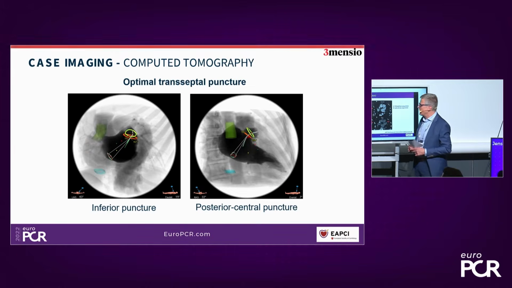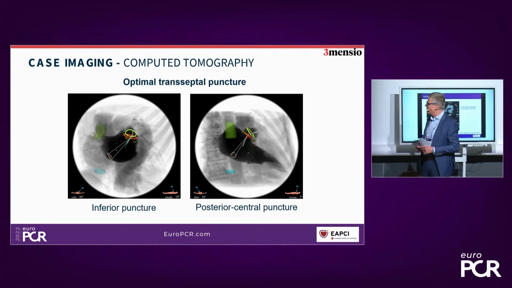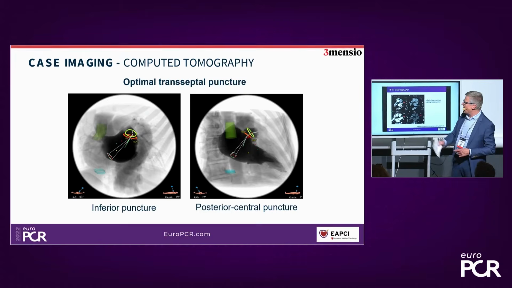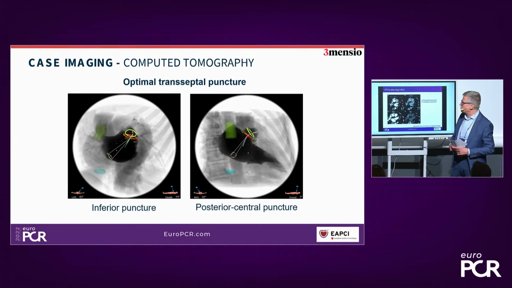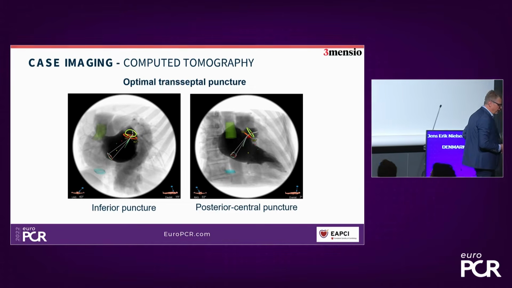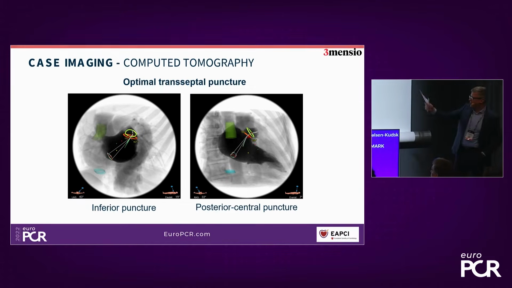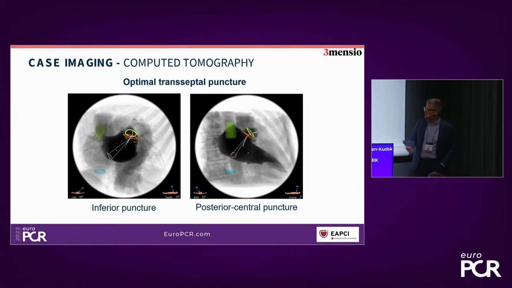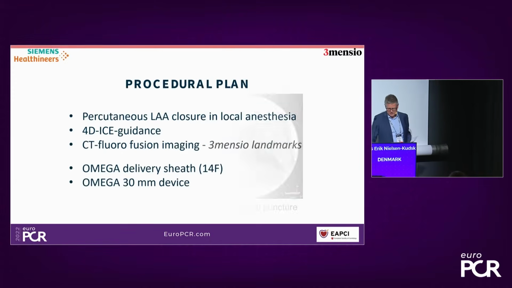And in the same way, on the left image you have a LAO projection, and there you can identify the inferior portion and the superior portion of the oval fossa. In the vast majority of cases, we go for inferior posterior puncture to get good alignment towards the LAA, but in a few cases, like a reverse chicken wing, you have to be more mid to get a good alignment. So that's something you can predict from the CT scan.